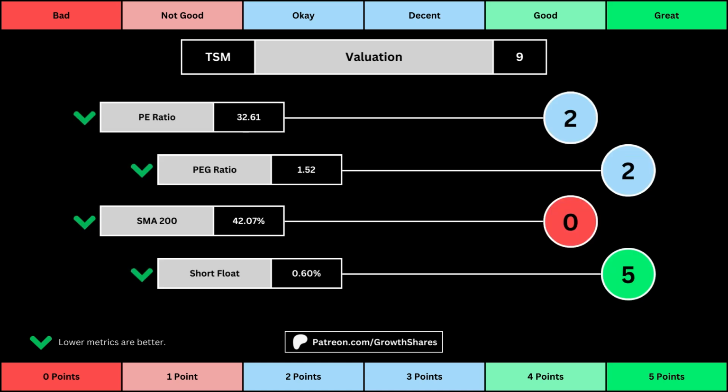This third set of metrics deals with the valuation of the company's stock based on its business. Think of the PE ratio as a measure of speculation around the stock. We want it low. The PEG ratio adds earnings growth with the PE ratio. Then the 200-day simple moving average is the average stock price over that period. We want that low because it means we have a cheaper stock price. And then short float is basically how bearish other investors think of the stock. For these 4 metrics, we want the values to be as low as possible. That will give us a higher point total within the bubbles.